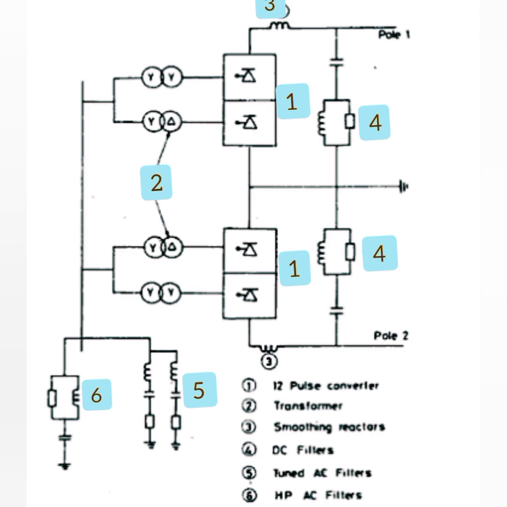Here, the first indication is for your 12 pulse converters, the second indication is for your converter transformers, which are star-star and star-delta. The third one is your smoothing reactor, which comes after the pulse converters. Then the DC filters, which are connected in parallel to your DC lines. Then tuned AC filters and HVAC filters in order to reduce the AC harmonics and also supply the reactive power to the AC system. So this is the basic structure of your HVDC system.